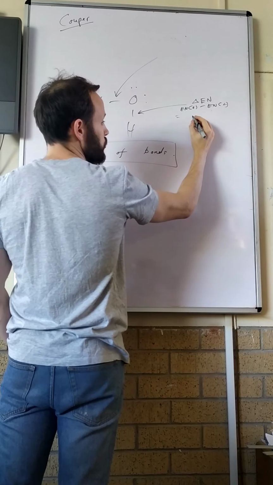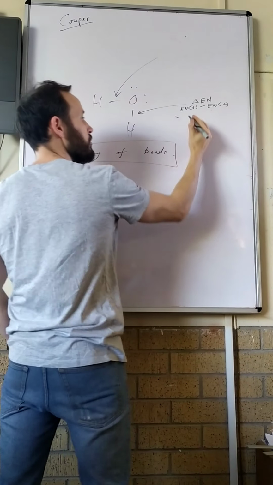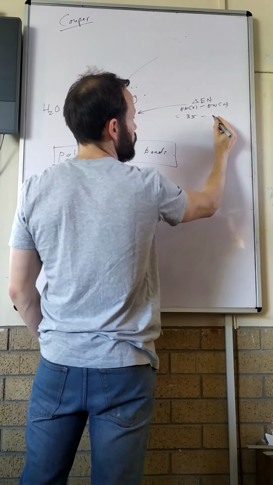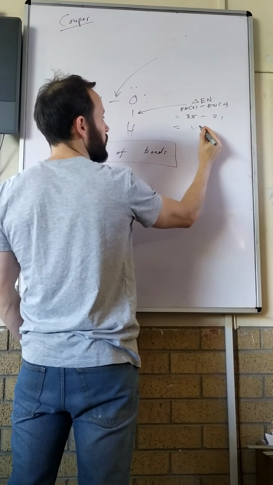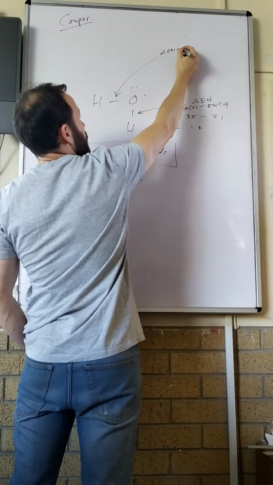You don't have to do the calculation again because you know the number is going to be the same. This will be equal to oxygen electronegativity. If you look over there on the periodic table, you see it's 3.5. So 3.5. Electronegativity of H is 2.1. Subtract them, you get 1.4. Now you know this also will be 1.4.